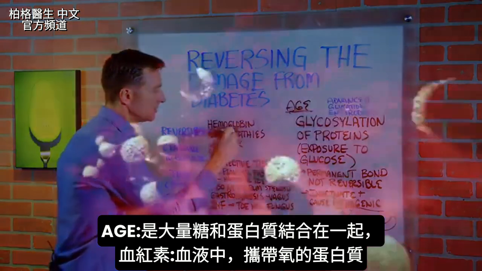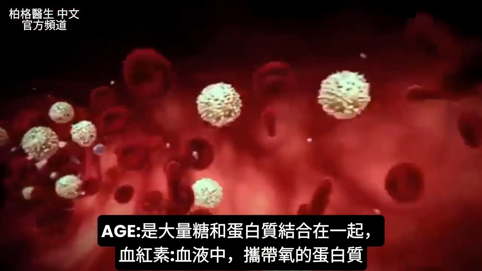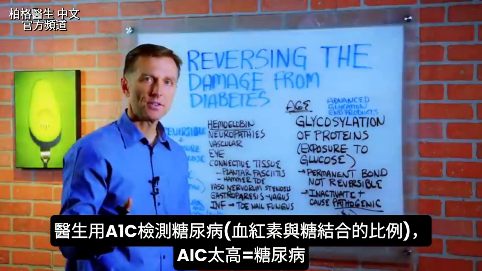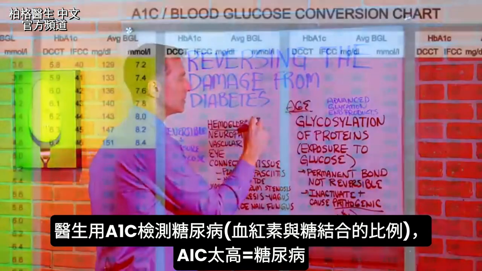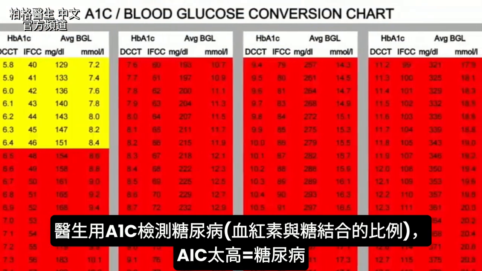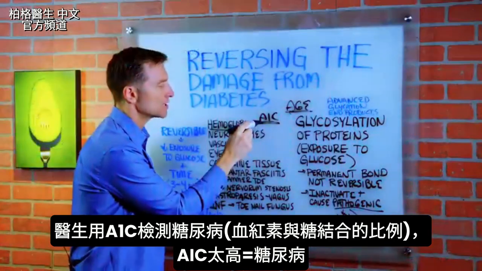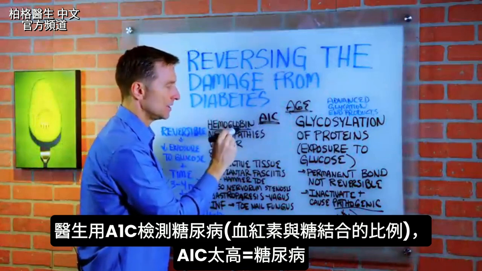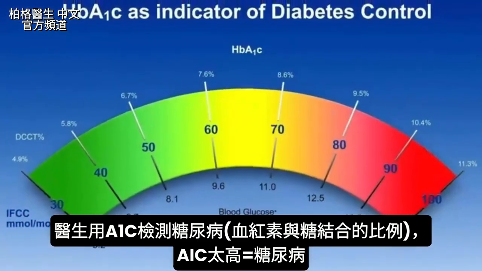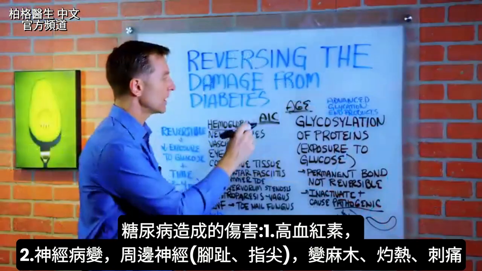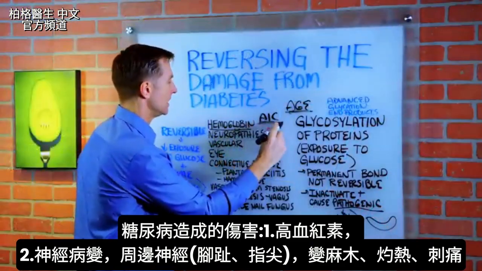Now, hemoglobin is the protein that carries oxygen through the blood. One of the ways that doctors look at diabetes is through this A1C test, okay? What this will show you is the amount of exposure of this protein to sugar, and it's on a scale. You want it low, you don't want it high. But that's one of the ways that they look at diabetes, through this test, A1C.